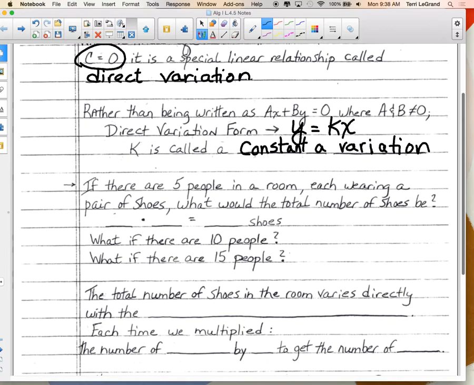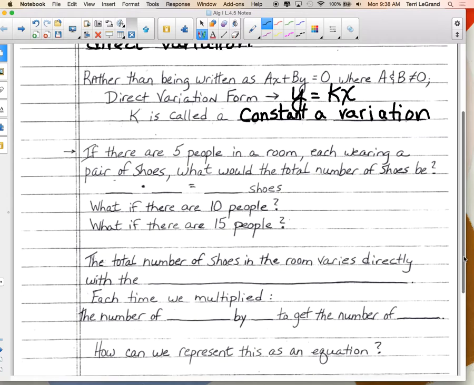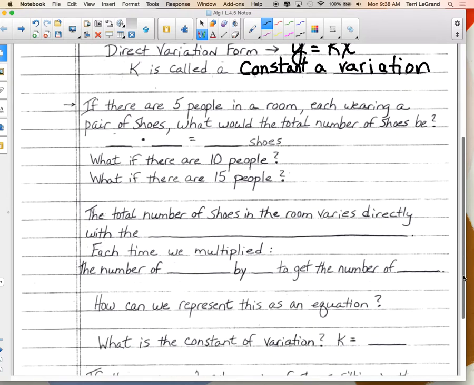So let's explore a situation that might possibly be one of these special linear relationships called direct variation. If there are 5 people in the room, each wearing a pair of shoes, how many shoes, individual shoes, would there be in the room? Austin? 10. And how'd you get that? There's 5 people and everybody has 2 shoes on. Yeah, so basically a pair of shoes is 2. So if there's 5 people, 5 times 2 gives us our 10.